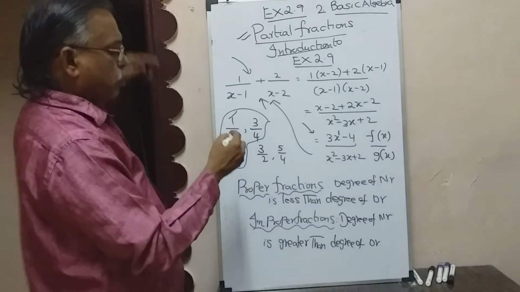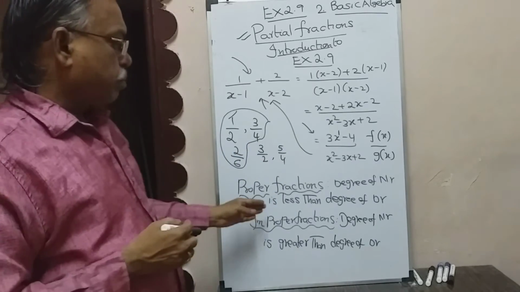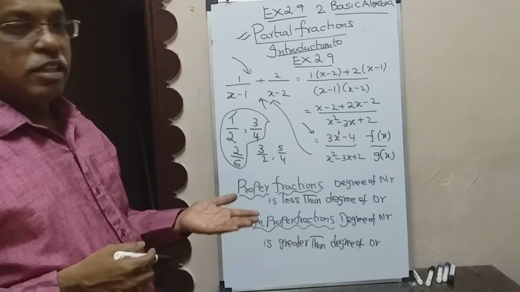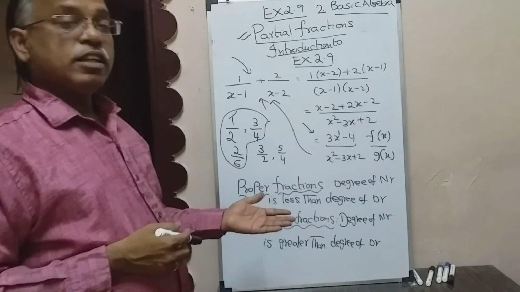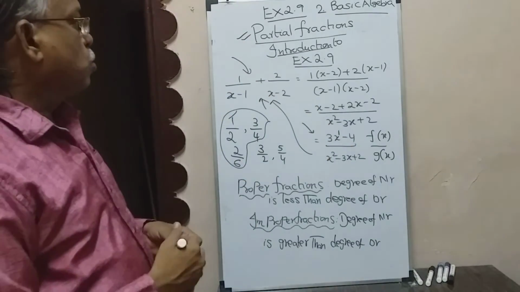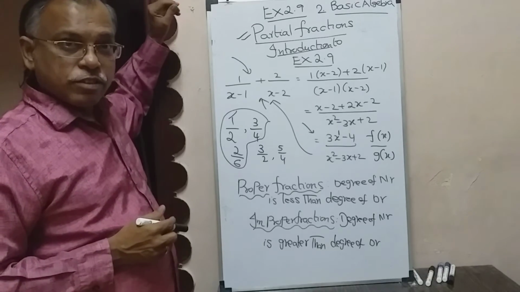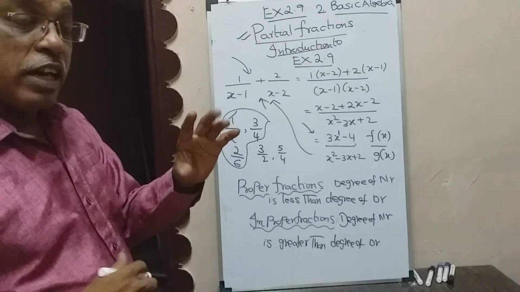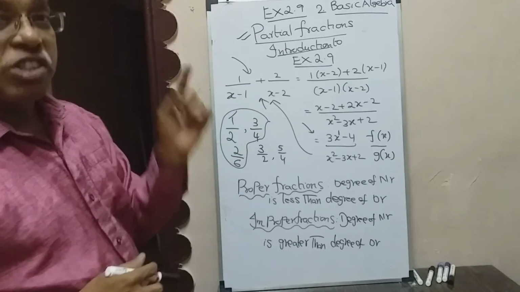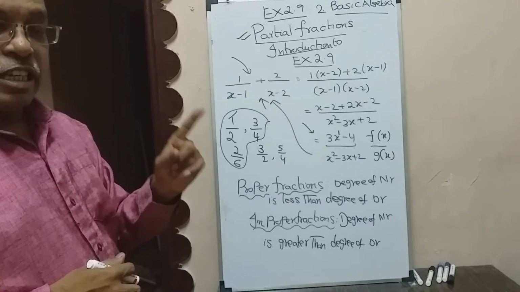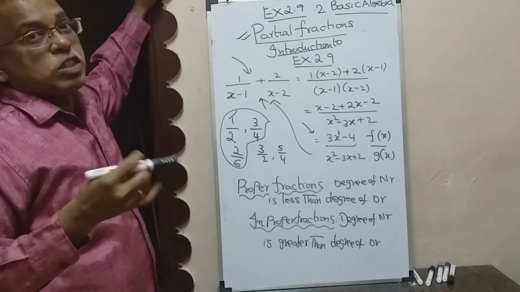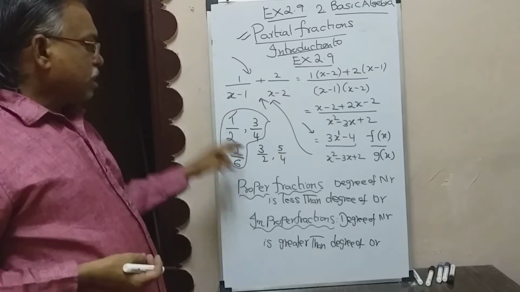First of all, let me tell you what an improper fraction is. If the degree of the numerator is greater than the degree of the denominator, it is called an improper fraction. For an improper fraction, you cannot directly do partial fractions, but you can convert it to a proper fraction and then follow this procedure. First you should check whether the degree of the numerator is less than the degree of the denominator or not. Then you check which method of partial fractions you are going to use.